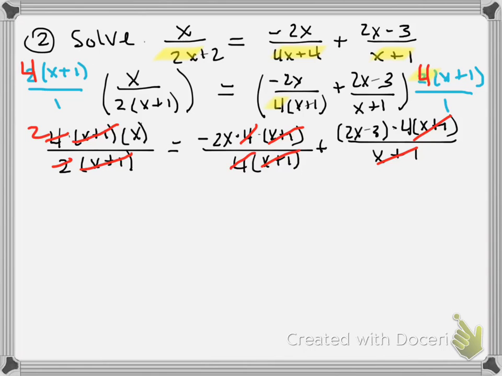So let's see. On the left, I'm left with 2x equals negative 2x plus, let's see, 4 times 2x is going to be, oh, no, that's a multiplication sign, not a negative. It's going to be 8x. And then 4 times negative 3 is going to be minus 12. Okay, let's combine like terms.